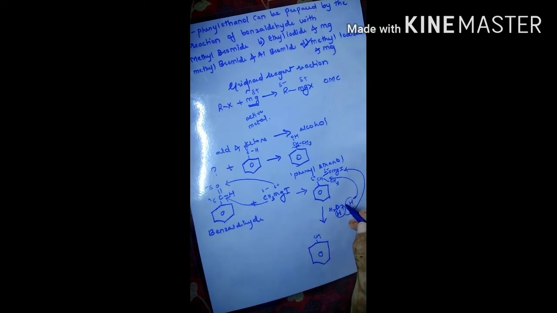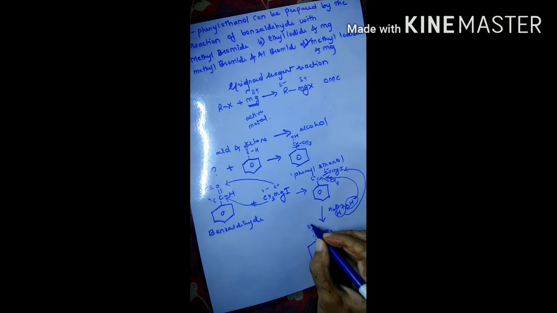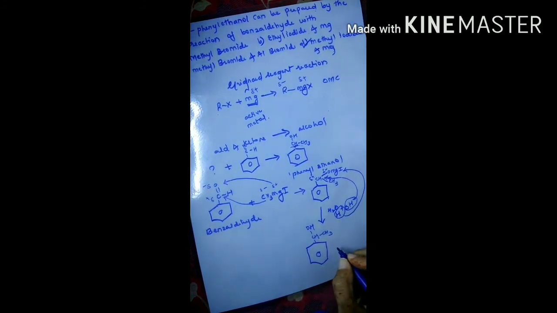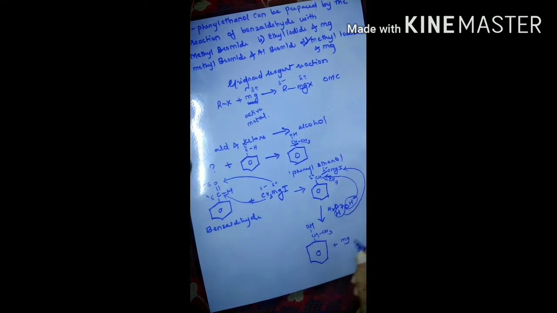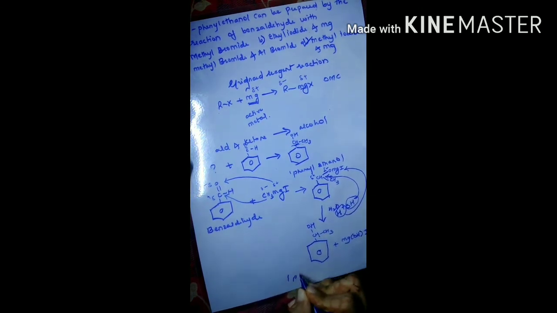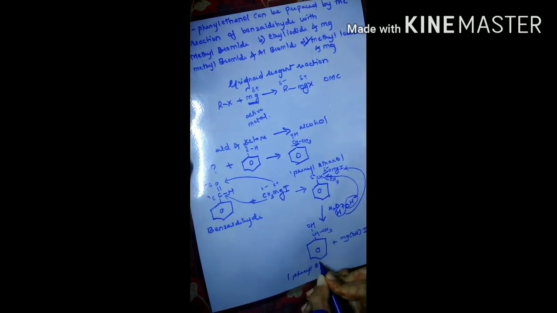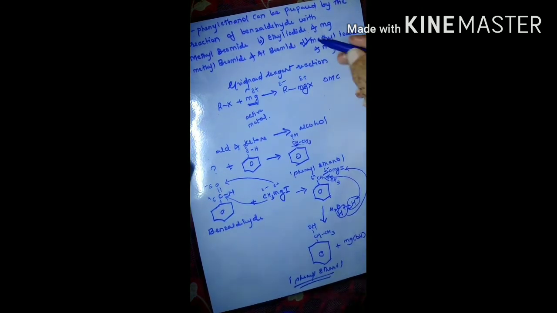Here you can see OH will move toward this carbon atom. So CH3 is already attached there and OH. So 1-phenyl ethanol is prepared, and the byproduct we get is, the hydrogen will move, so MgOHI will form as a byproduct. So 1-phenyl ethanol we get as our final product. So the right answer will be methyl iodide and magnesium.